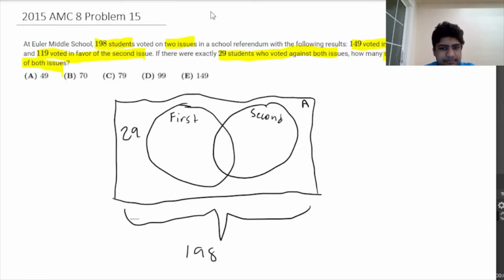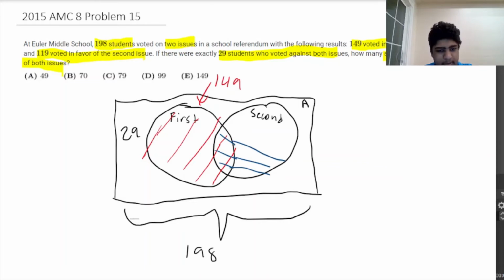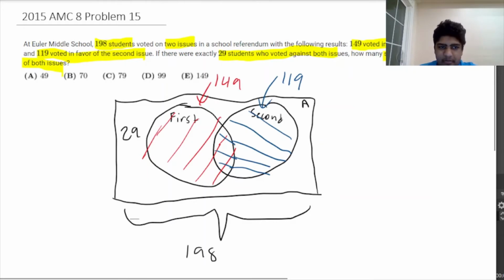We also know that 149 of the students voted in favor of the first issue, so I'm just shading this area in red. There are 149. And for the second issue, let me just draw this. We know that there are 119 students who voted in favor of it. And our goal for this problem is essentially to find this overlap area.